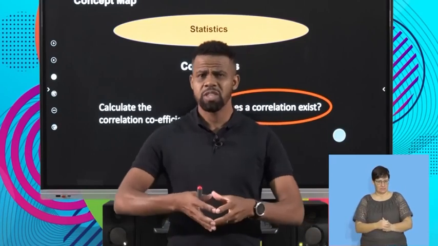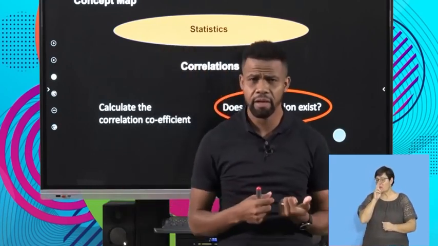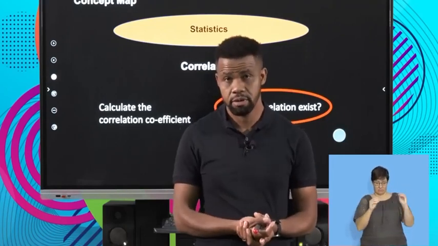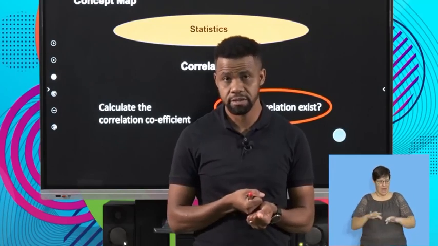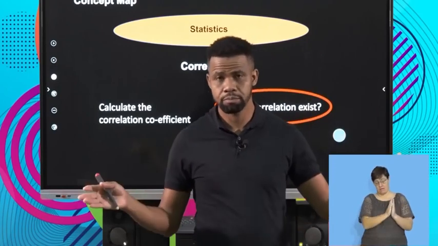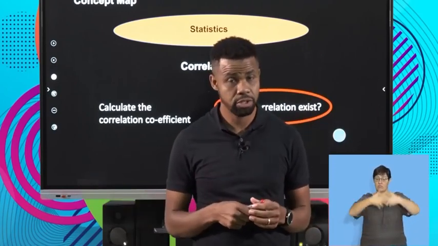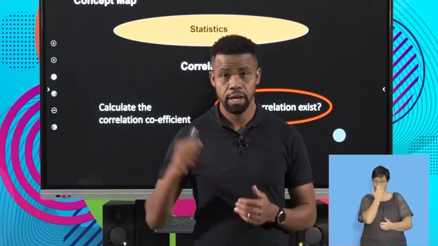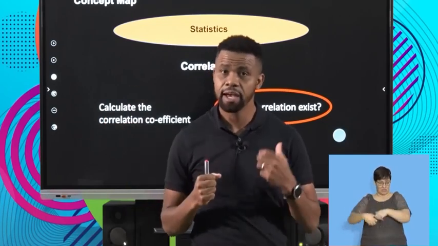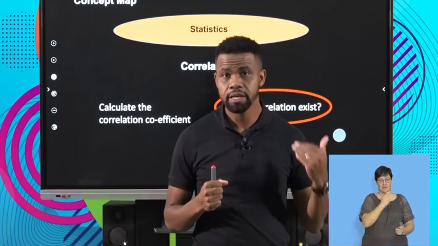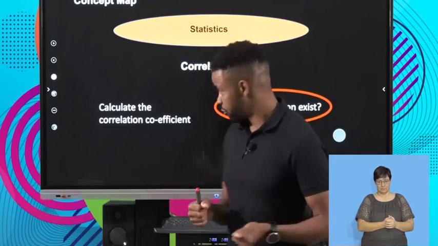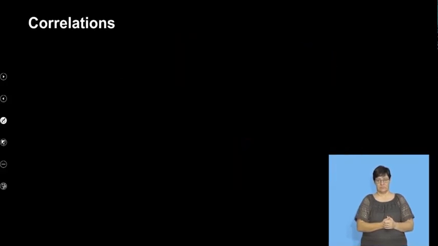Okay, so in this part we're going to look at whether, given a scatter plot, a correlation exists. How can we tell if correlation exists? We do know that the correlation is between -1 and 1. If the correlation is 0, there's no correlation. If the correlation is 1, we have a perfect positive correlation. And if the correlation is -1, it's a perfect negative correlation.